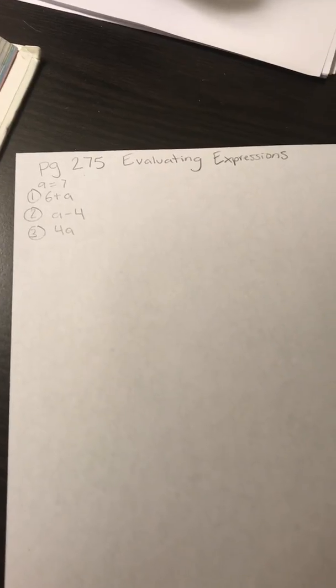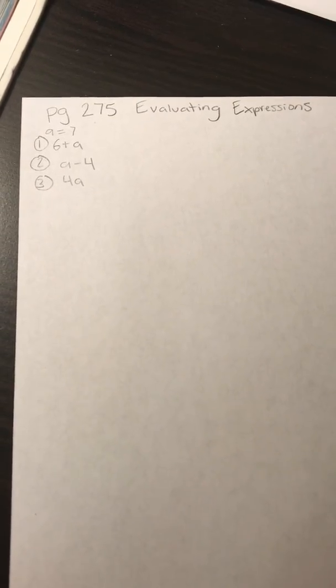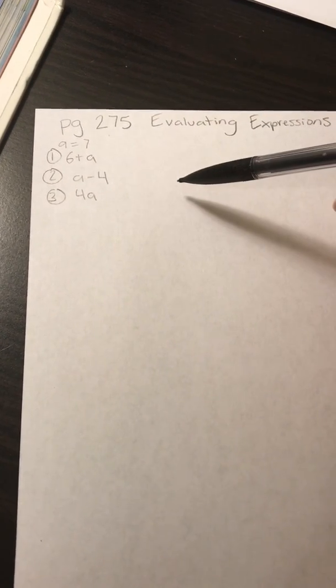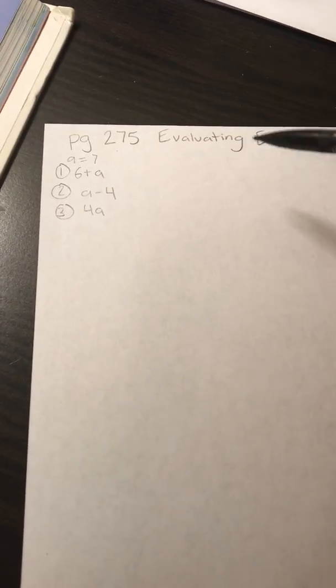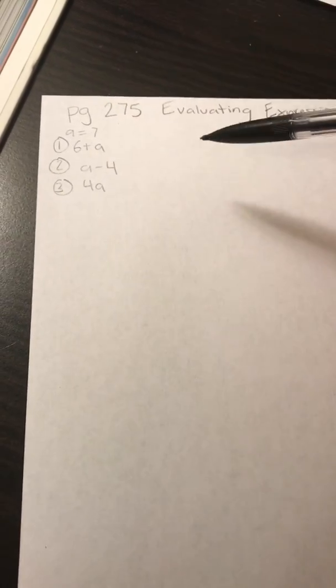So first we're just going to start small. When you're evaluating expressions, you're going to have an equation, and it's going to have a rule above the equation. This rule happens to be that a equals 7. For these problems, a equals 7, but if you have it on a test or anything, it's always going to tell you what a equals, or b, or c, or x, or y. It's going to give you what it equals, okay? So don't ever be worried.